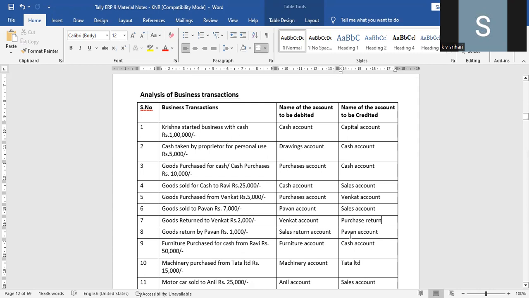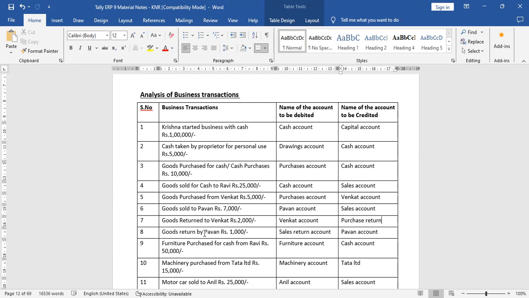Giver, which side do you enter? Credit side. So the customer is returning, which means it is sales returns. Previously, the company sold goods to Pavan. Now Pavan is returning the goods to the company. So now, is Pavan a receiver or giver?